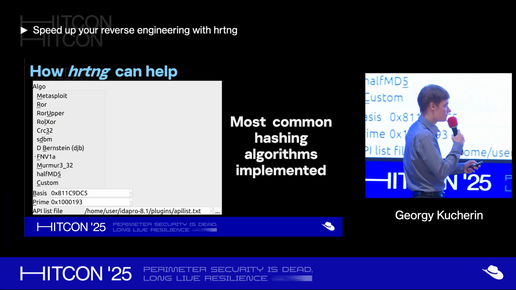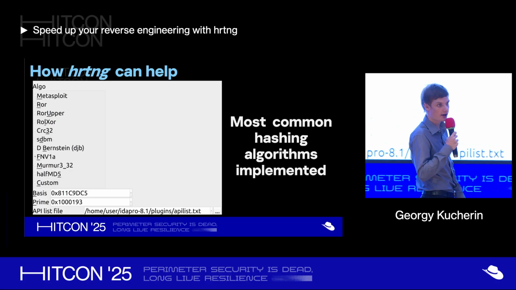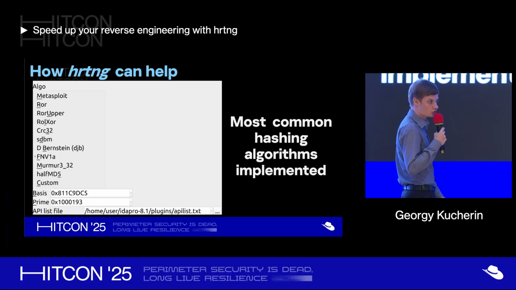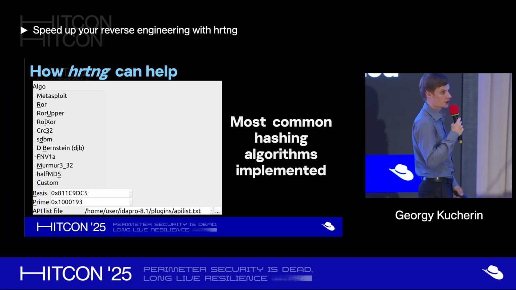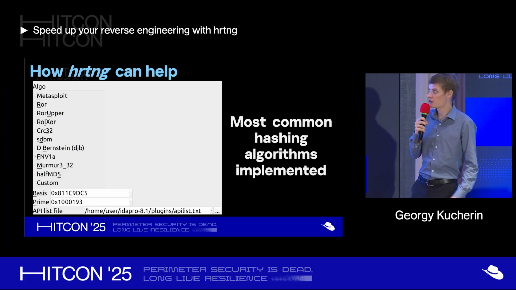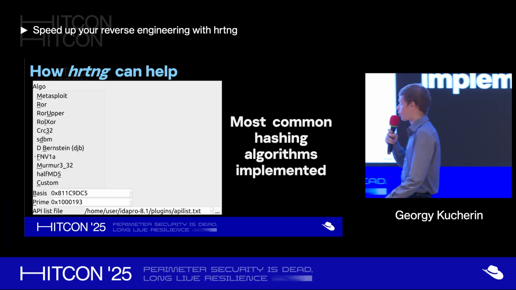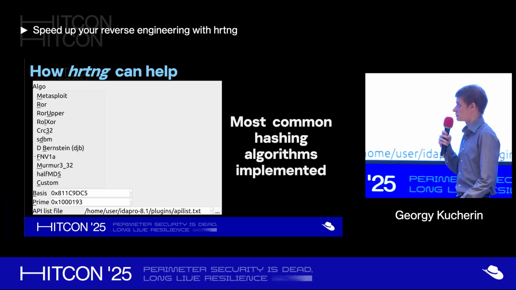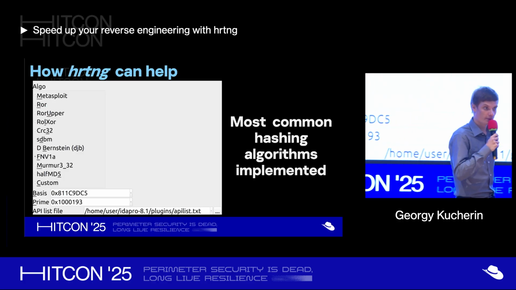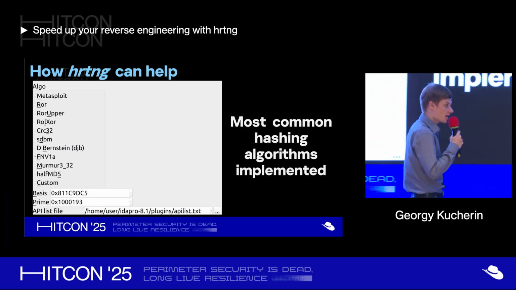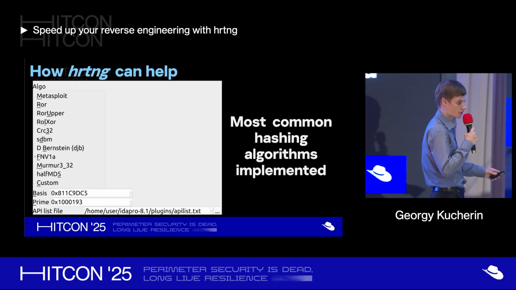And since this API hashing technique is very commonly met in malware, the hrtng plugin implements a functionality allowing to defeat it very easily. It implements many hashing algorithms that are commonly met in malware, such as Metasploit, ROR13, FNV1A, and many others. And let me now show you how to use it.